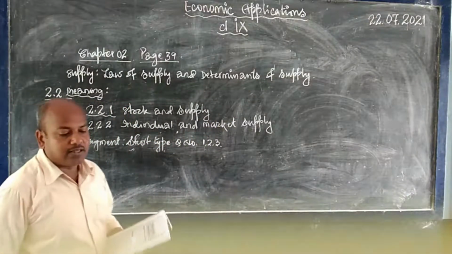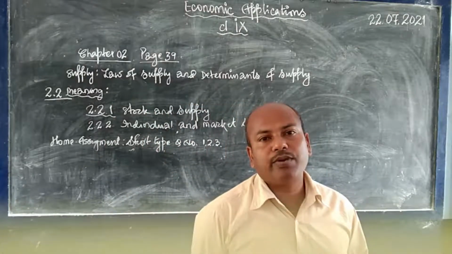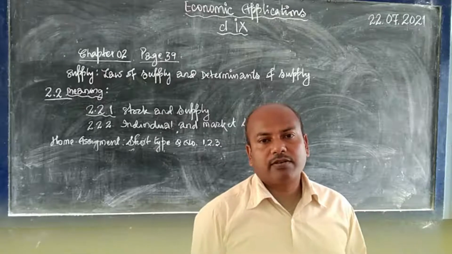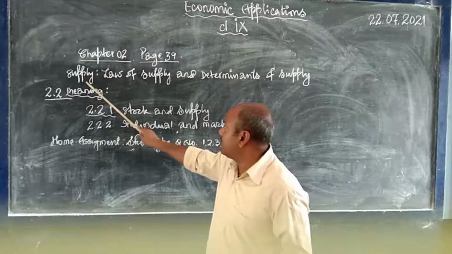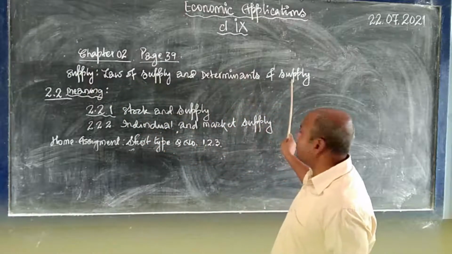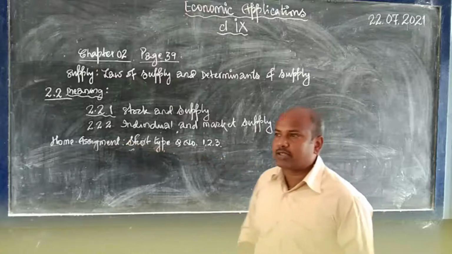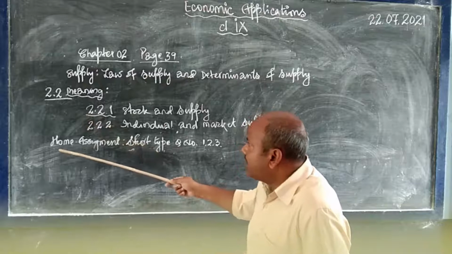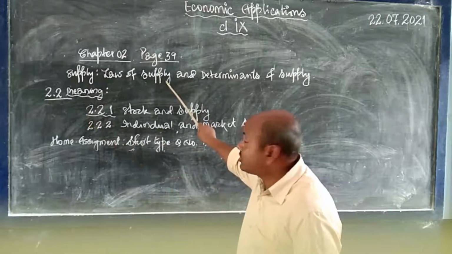Okay, before we begin this lesson, let me tell you that we have not completed chapter number 1. Only half of the portion we have completed. Chapter number 1 was about demand, law of demand and determinants of demand. So instead of supply, it was demand. All those topics and determinants that we learned about demand, we are going to learn the same topic but for supply.